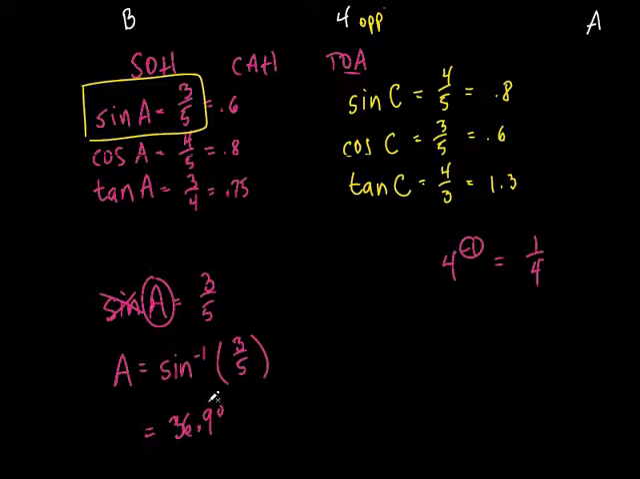36.9. And that's how many degrees angle A is. So angle A is 36.9 degrees. We'll do the rest of them in the next video.